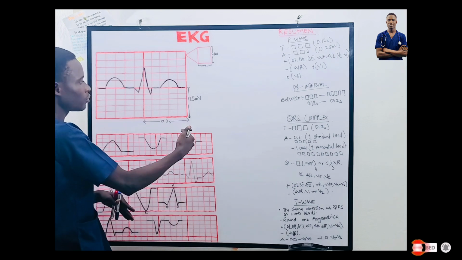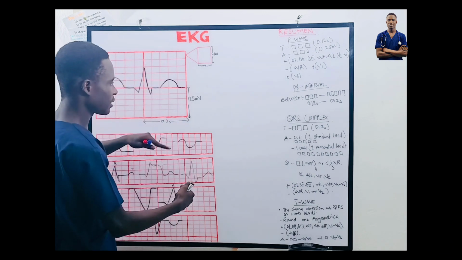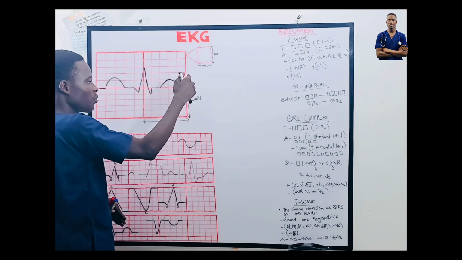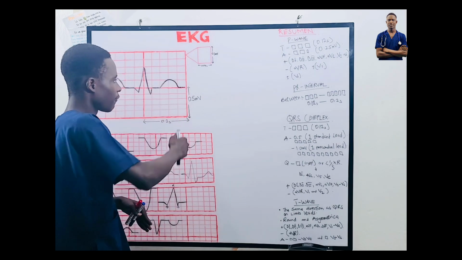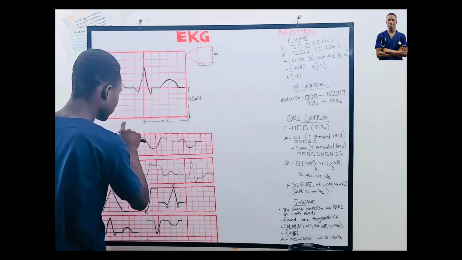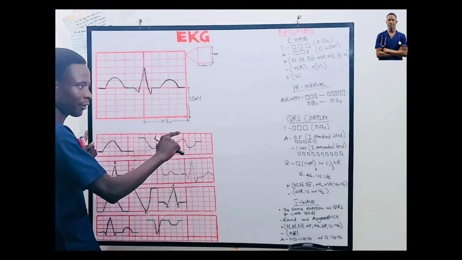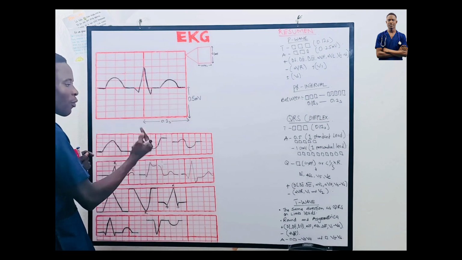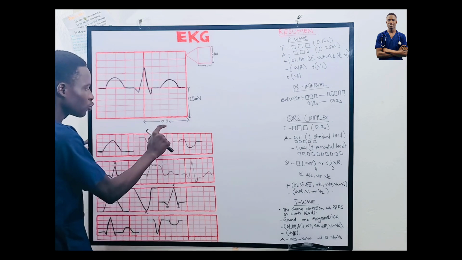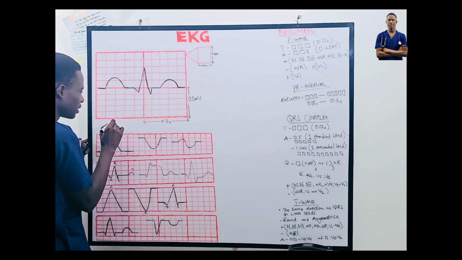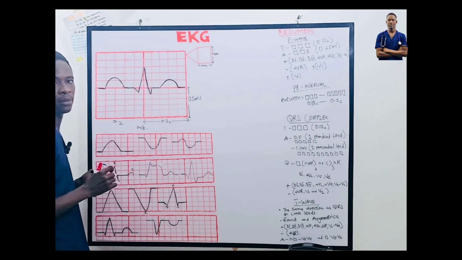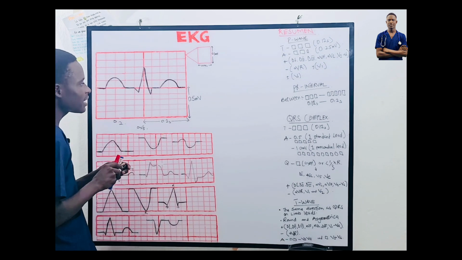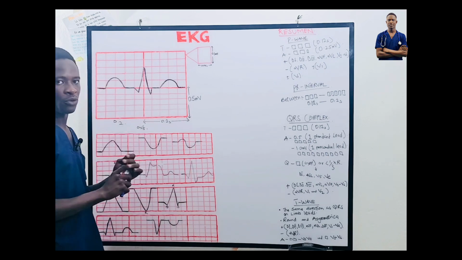Now, if I want to talk about 2 boxes, I'll just add another 0.5. So for 2 boxes, I get 1 millivolt for the vertical. And for the horizontal, which is the time, I get 0.2 plus another 0.2, which gives 0.4 seconds. Are we clear with it? So this is the basic thing that we must know.